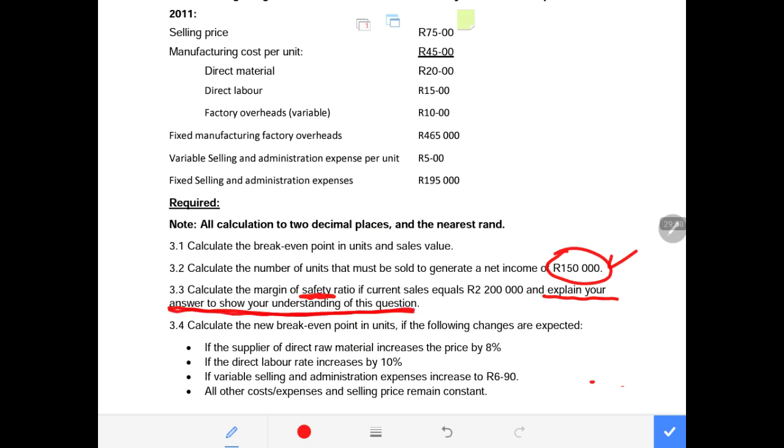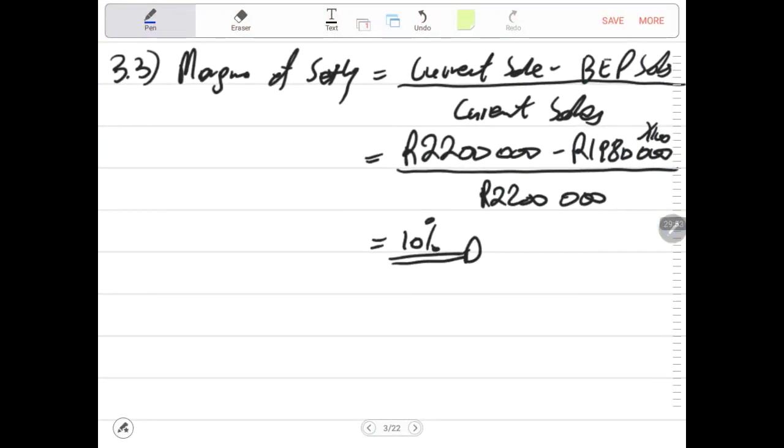Now, remember again, margin of safety can be margin of safety units. This 10% can be maybe 3,200 units. That means if sales decrease by 3,200 units, the company is still safe because it will be at the break-even point. If sales decrease by 200 units, the company is still making profit, but less than before. And if the sales decrease by 500 units, the company is still making profit because the decrease in sales is still less than the margin of safety units.